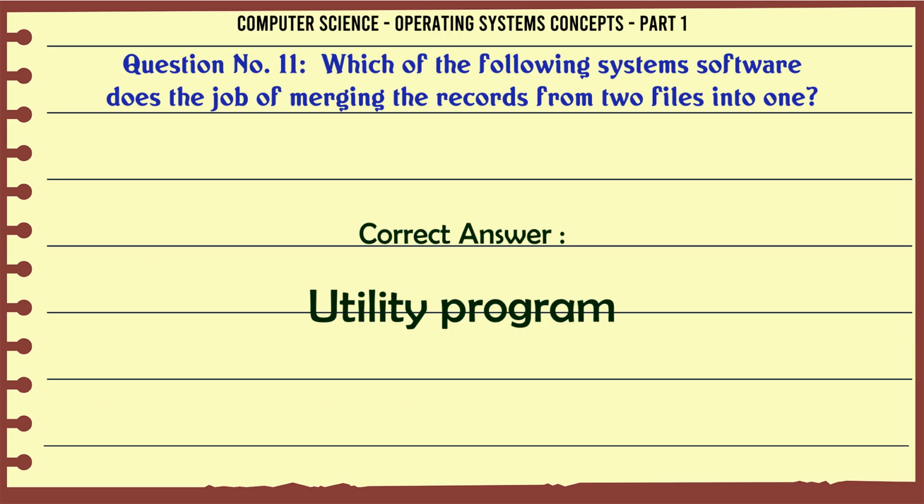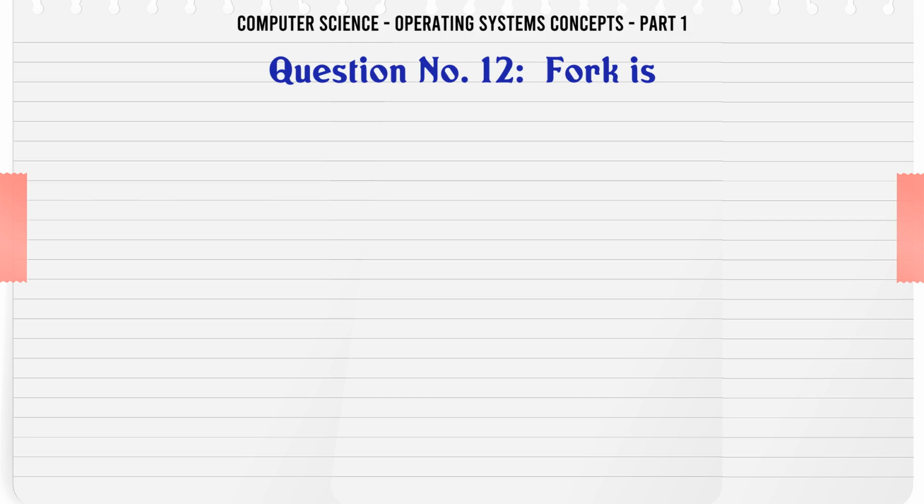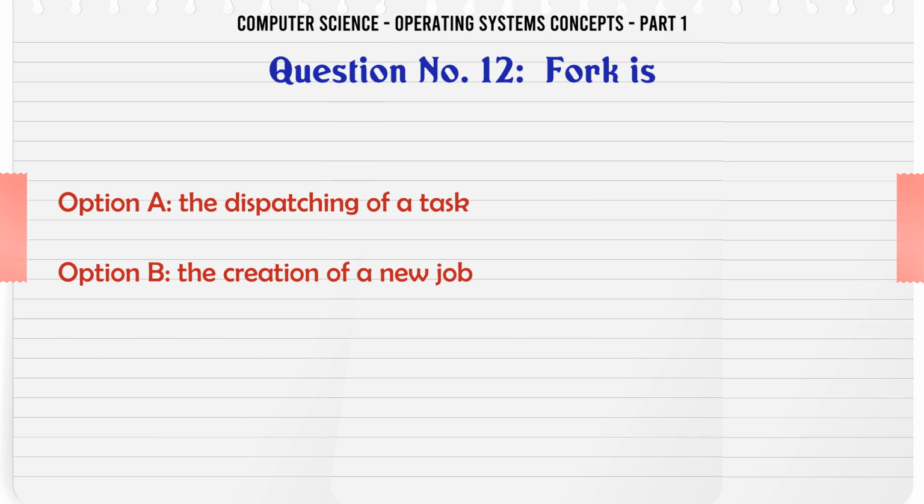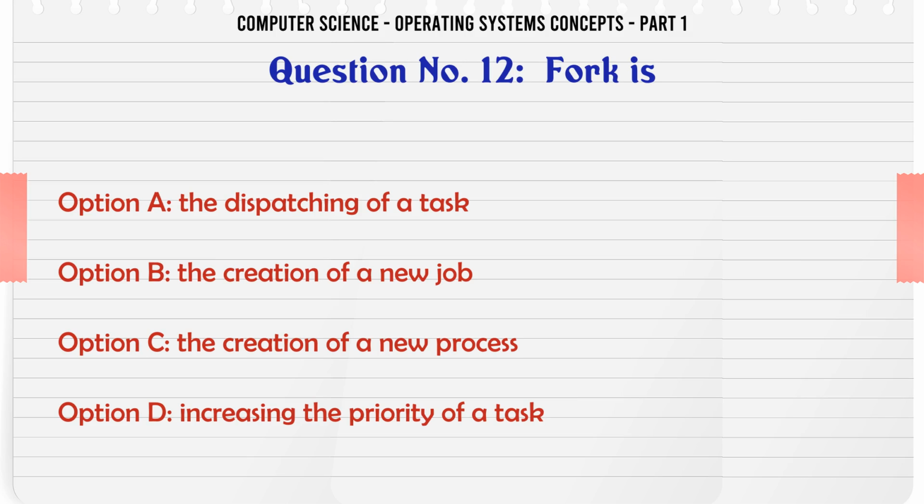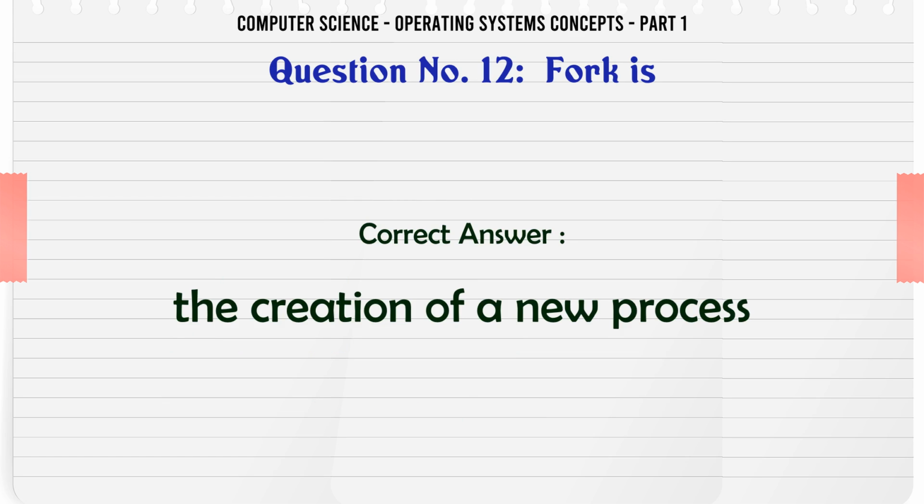utility program. Fork is: A. The dispatching of a task, B. The creation of a new job, C. The creation of a new process, D. Increasing the priority of a task. The correct answer is the creation of a new process.